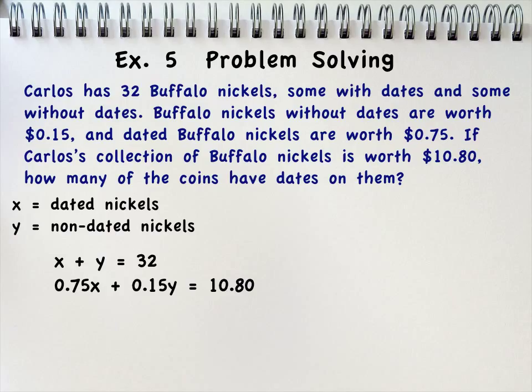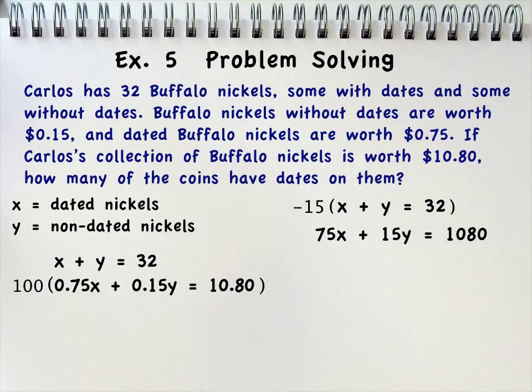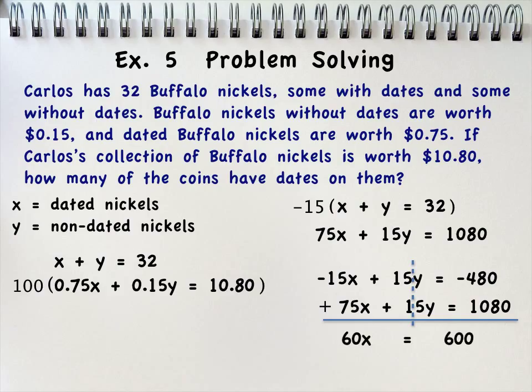Now, I'd like to clear those decimals in the second equation by multiplying all three terms by 100 and rewrite my system of equations. And if I multiply my top equation by negative 15, can you see we would eliminate the y's? So that's going to be our strategy. Let's multiply the top equation by negative 15. And now when we add these equations, the y terms will cancel out. We get 60x equals 600, x equals 10. So 10 stands for the dated nickels.